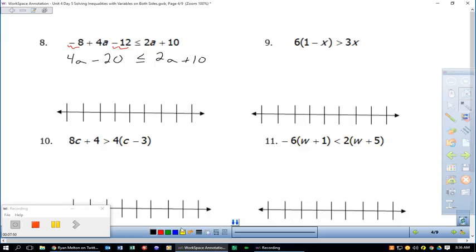Okay. Subtract 2a. 2a minus 20 is less than or equal to 10. Add 20. So we would get, let's bring it over. Alright, 2a is less than or equal to 30, and a is less than or equal to 15.